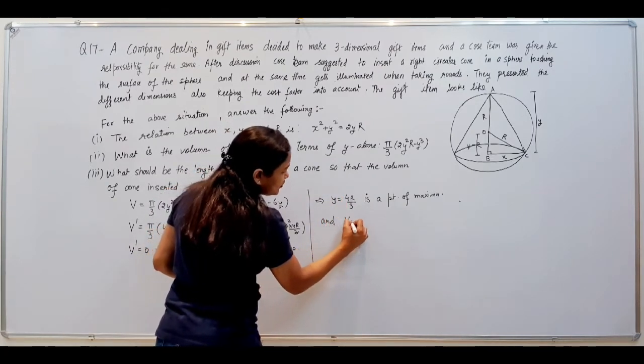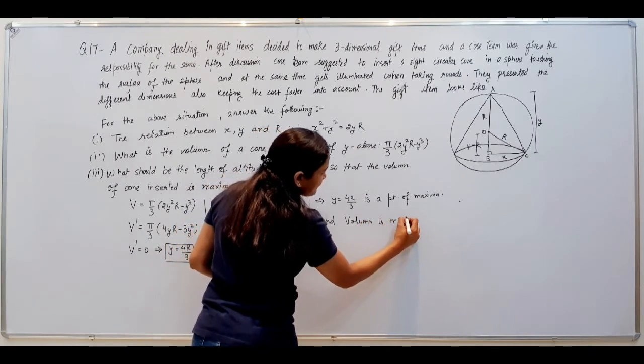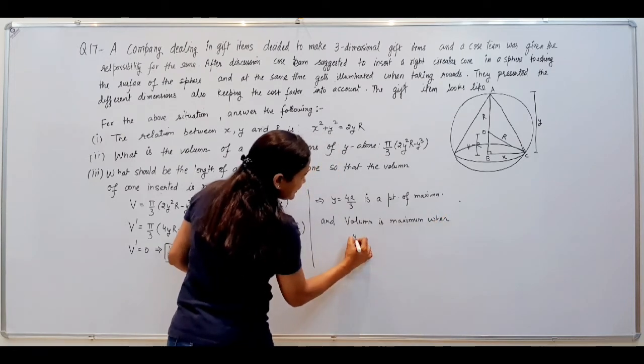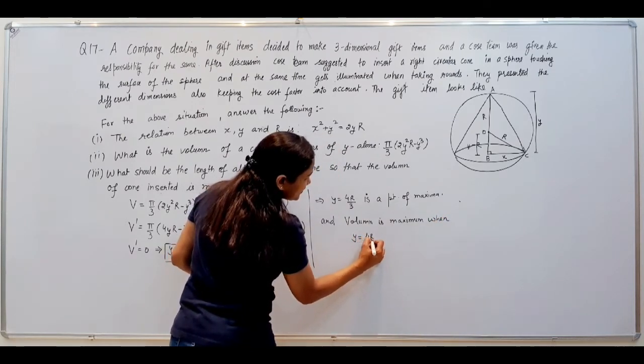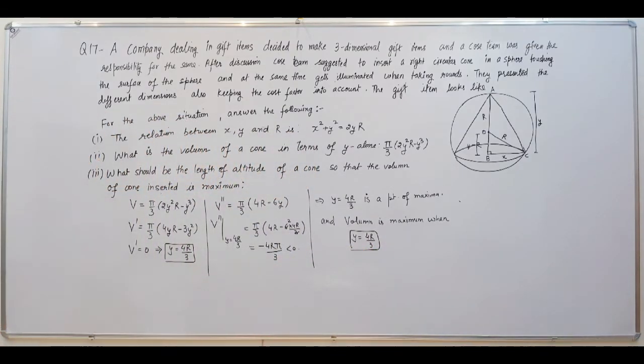and volume is maximum when y is equal to 4r upon 3. So this is your answer.